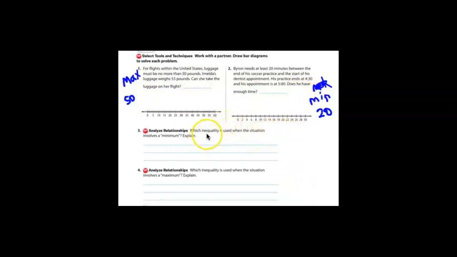Okay, so which inequality is used when the situation involves a minimum? So if you need a minimum of 20 minutes, is that going to be greater than or less than? Now, is it going to be greater than and equal to or less than and equal to? Which one of those situations would be the best thing to use? Go ahead and think about that and answer that question for me, please.